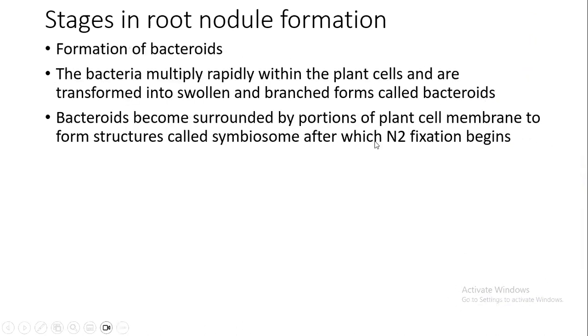Now, once in the nodules, the nitrogen fixation process will take place, and before the process, bacteria are transformed into structures which are known as bacteroids, whereby bacteria multiply rapidly within the plant cell, and they are transformed into swollen and branched forms which are known as bacteroids. And also, bacteroids become surrounded by portions of the plant cell membrane, and the association is sometimes also known as symbiosome. And only after formation of these symbiosomes, the actual nitrogen fixation process will begin.